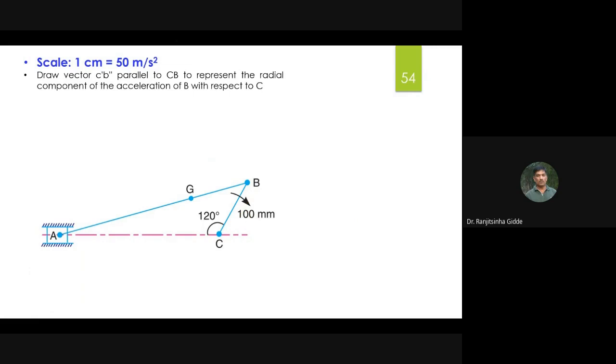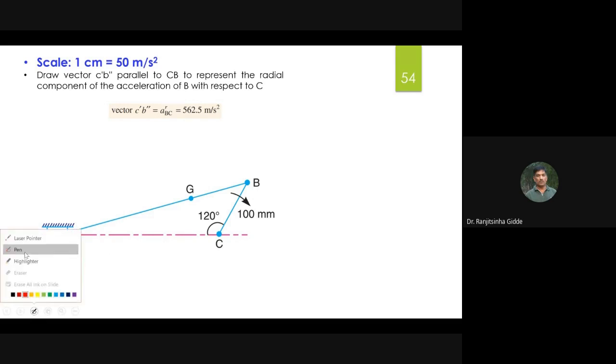Okay, draw vector C prime B double prime parallel to CB to represent the radial component of the acceleration of B with respect to C. So this is the value, 562.5 meter per second square. This calculation we got.